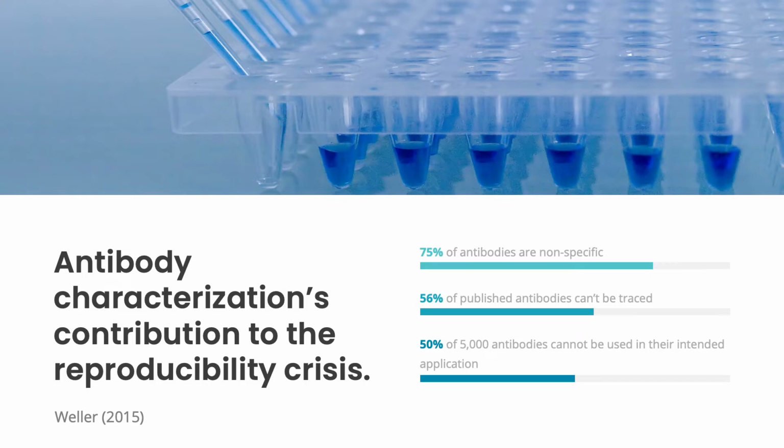And I know that these might just sound like horror stories, but unfortunately, they're not new and they're not unique. The issues that I've been describing here today have been coined the reproducibility crisis, and we've known about it for years now. It's gotten so bad that we're at a point in which 75% of antibodies don't bind specifically to their target. 56% of published antibodies can't be reliably traced in any meaningful way, and over 50% of antibodies can't even be used in their intended applications. So how on earth are you going to know what to do?